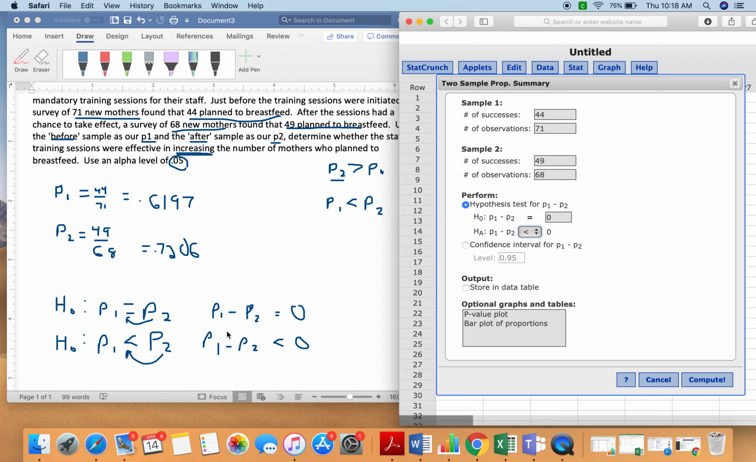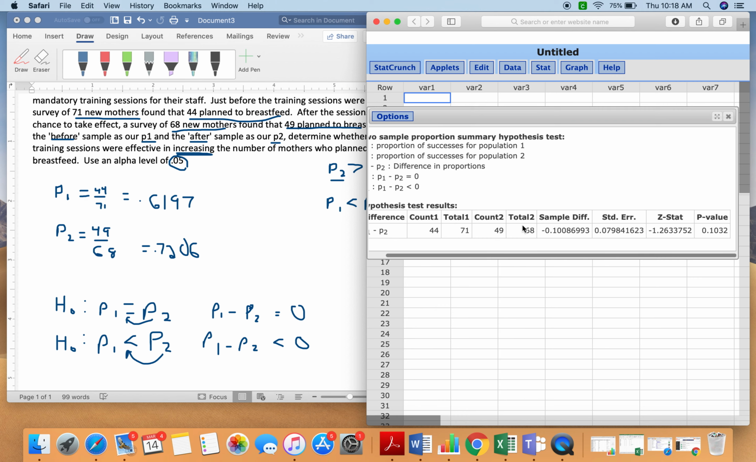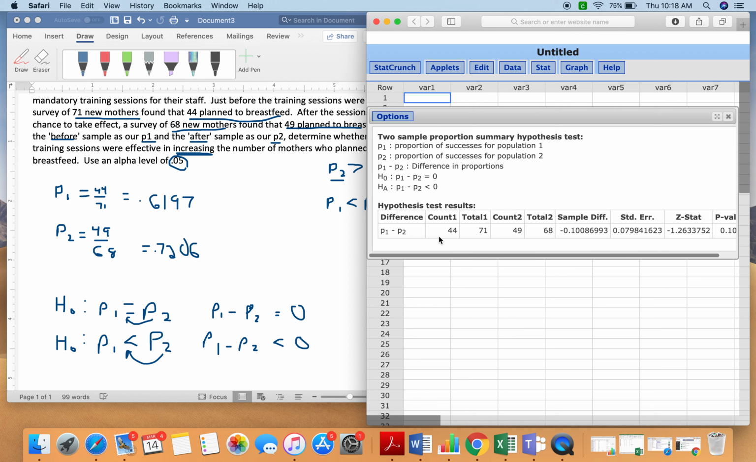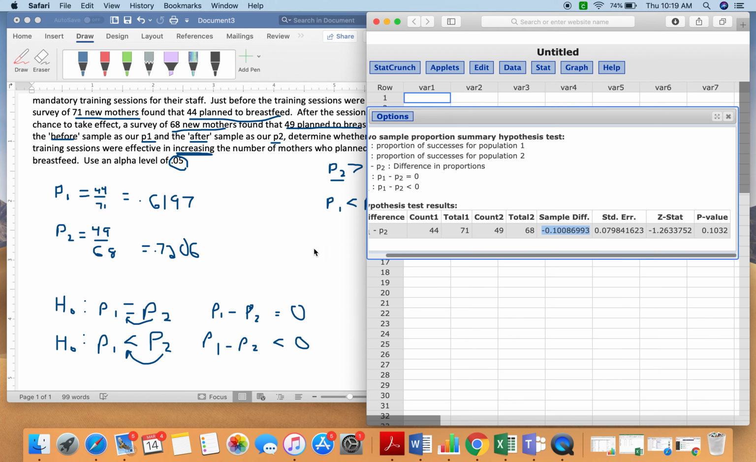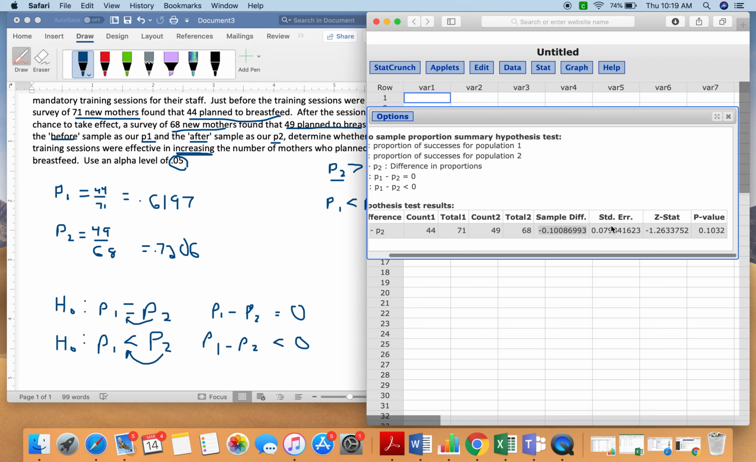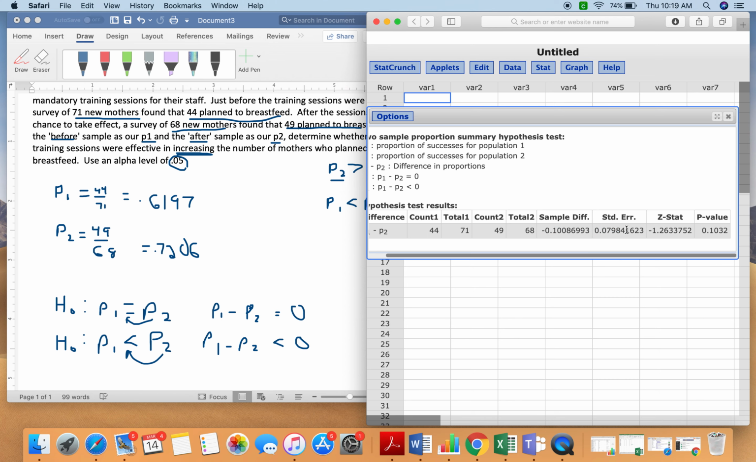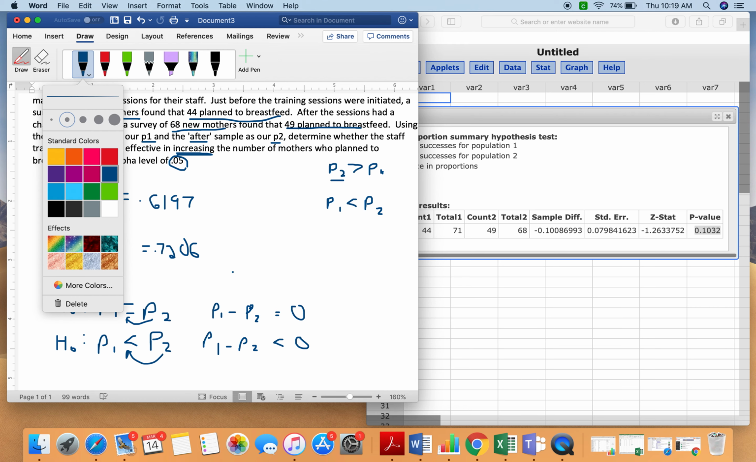We see this matches up with what we created over here. Here we have our total counts, so you can make sure you type them in correctly. We had 44, 71, 49, 68, which match. Then we have the sample difference, which is the difference between these two. Then we have our standard error, and our z-stat, which is our test statistic, and our p-value, which is 0.1032. That's the important part here.